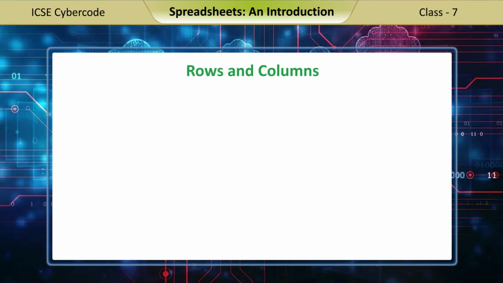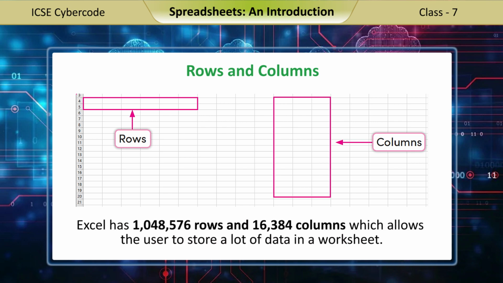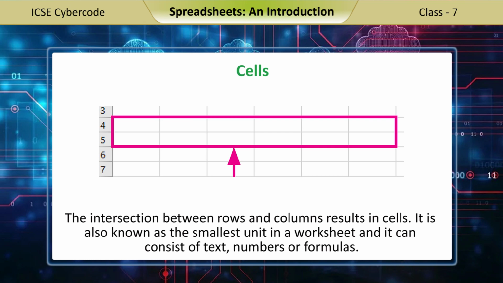Rows and columns. Vertical sections in a table are known as columns and horizontal sections in a table are called rows. Excel has 1,048,576 rows and 16,384 columns, which allows the user to store a lot of data in a worksheet. Cells. The intersection between rows and columns results in cells. It is also known as the smallest unit in a worksheet and it can consist of text, numbers or formulas.